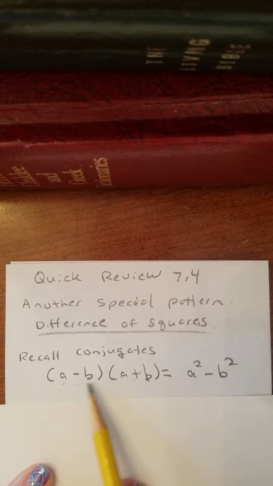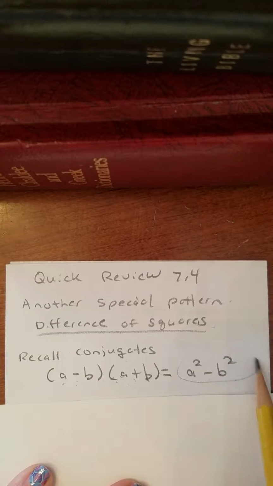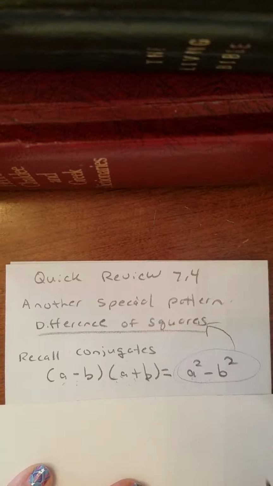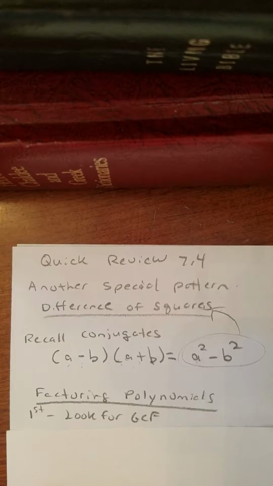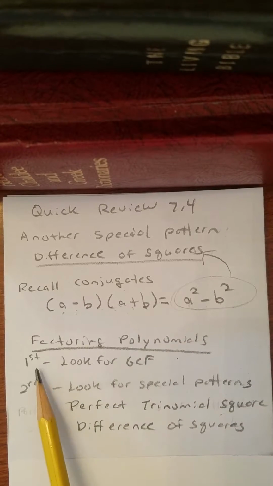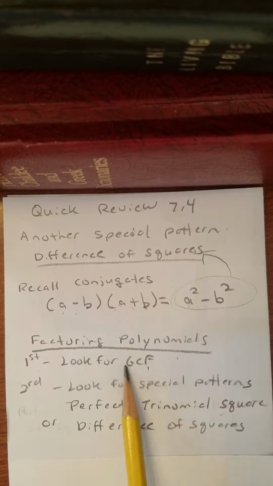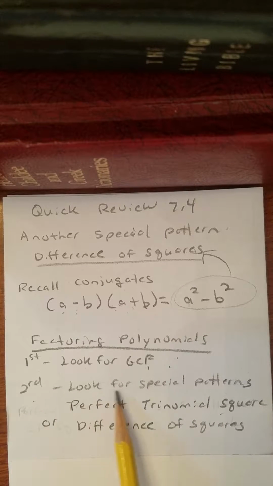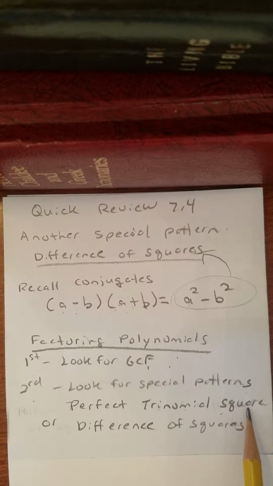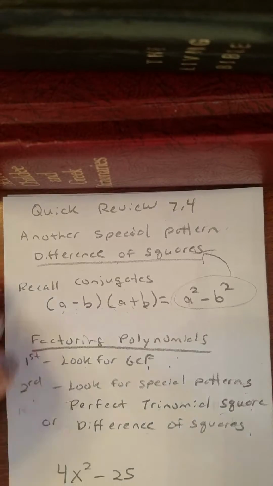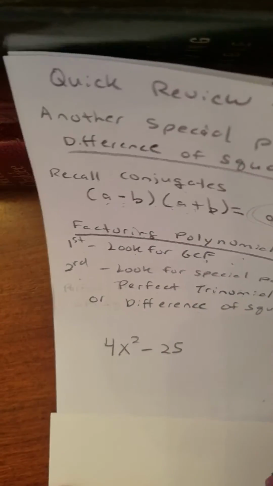So this is a conjugate, and this pattern right here is what we call a difference of squares, a perfect square minus a perfect square. So that's one of the special patterns we're going to be looking for. Again, when factoring polynomials, the first thing you look for is: is there a GCF, a greatest common factor you can take out? The second thing you look for is special patterns. Is it a perfect trinomial square, or is it a difference of squares? And go from there. So here's an example.